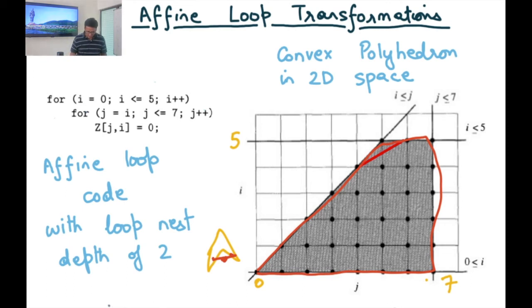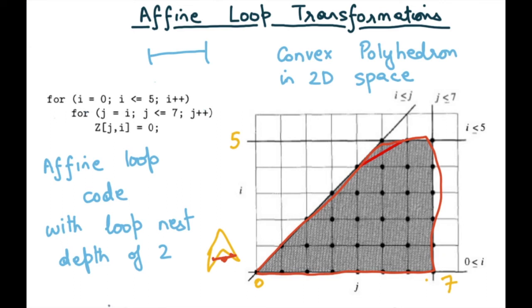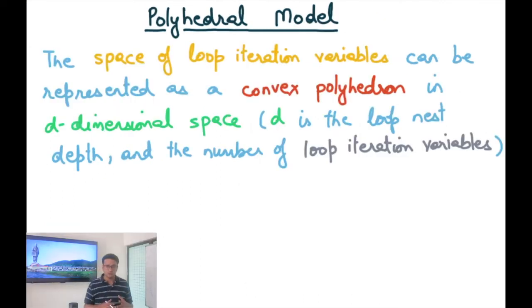And this is going to be a property just by the scope of the program that we are looking at, which is that everything has an upper bound and a lower bound, and increments by 1. We are always going to get a convex polyhedron, and in this case it's a convex polygon in 2D space. An interval in a 1D space is also a convex polyhedron. In general, the space of loop iteration variables for the scope of programs that we are going to study in the polyhedral framework can always be represented as a convex polyhedron in a d-dimensional space.